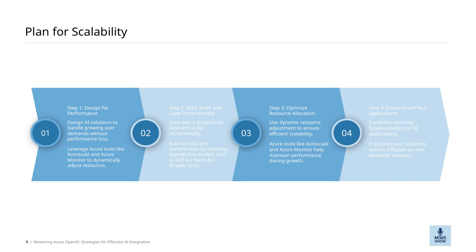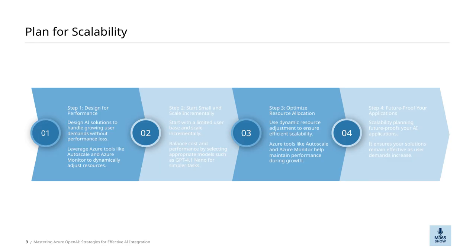The key is to ensure that as user demand increases, our system can handle the load without sacrificing performance. One of the most effective ways to do this is by leveraging Azure tools like Autoscale and Azure Monitor. These tools allow us to dynamically adjust resources in real time, so we can scale up or down based on actual usage. It's also wise to start small, begin with a limited user base and then scale incrementally.